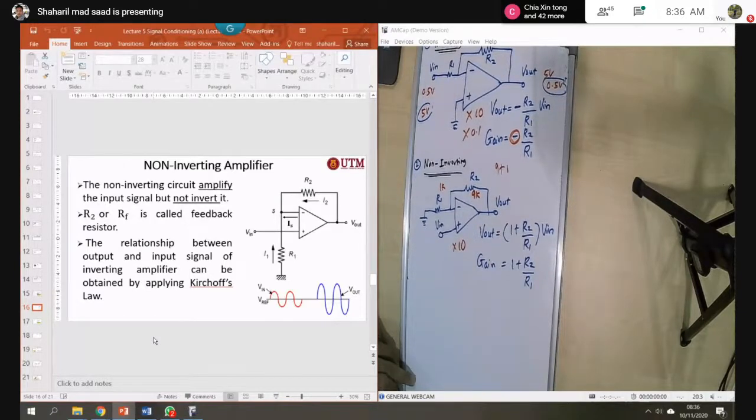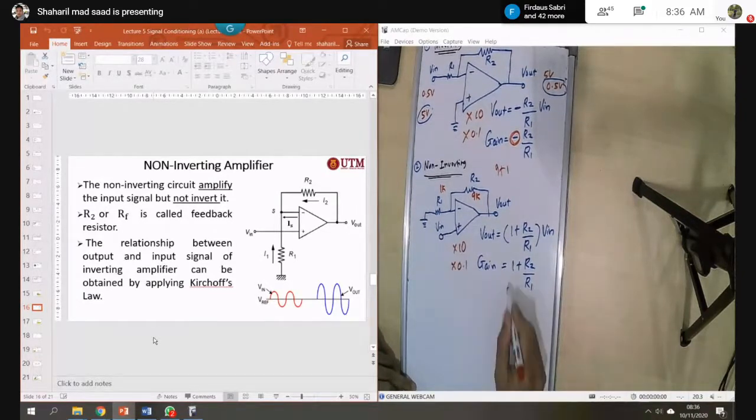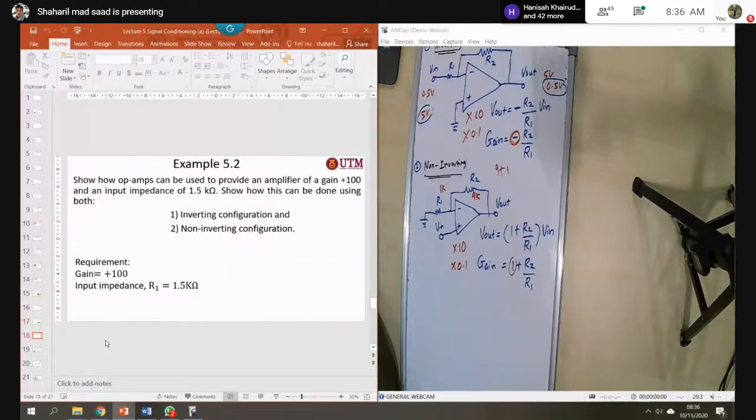However, for non-inverting, you cannot multiply with 0.1, because of this. This one you already learned in your Lab 1.